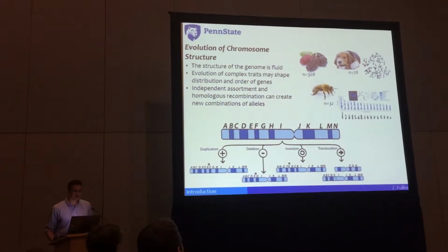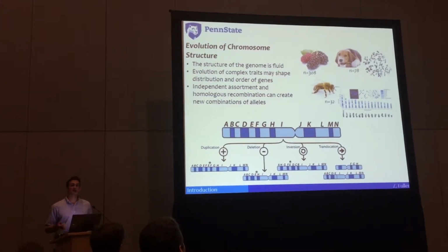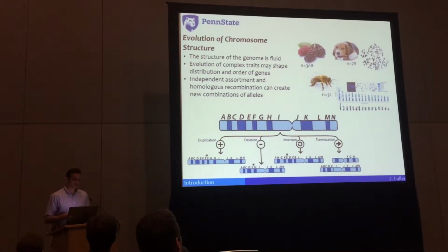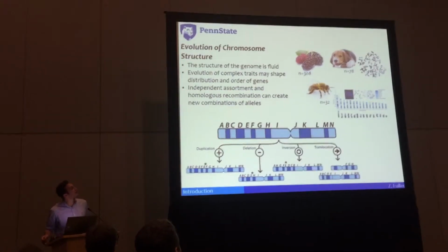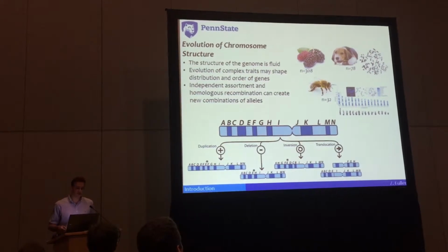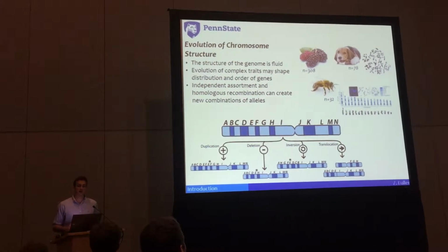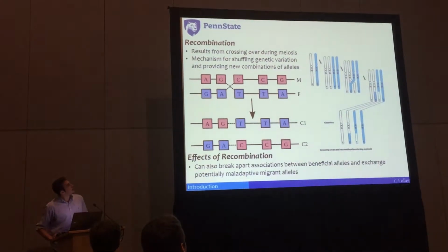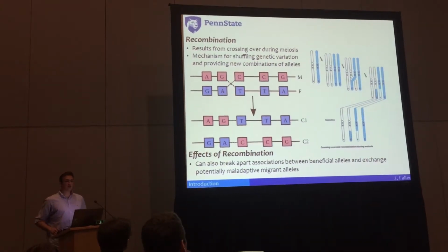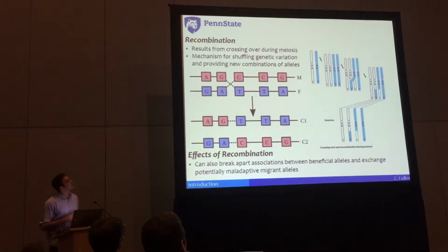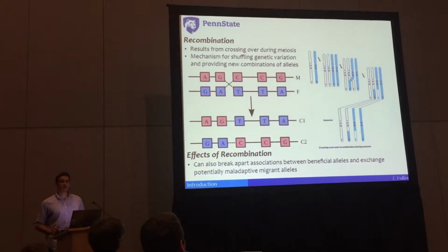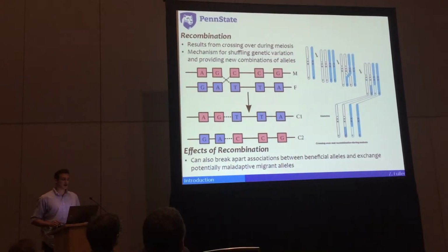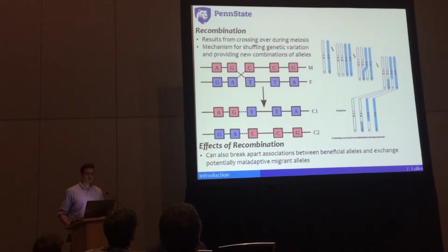It's possible that the evolution of complex traits may be driving how genes are distributed and ordered along the genome, by controlling how often new combinations of alleles are created through the processes of independent assortment or homologous recombination. So recombination results from crossing over during meiosis, where its primary purpose is to ensure the proper segregation of chromosomes. However, it's also a mechanism for shuffling genetic variation and providing new combinations of alleles.